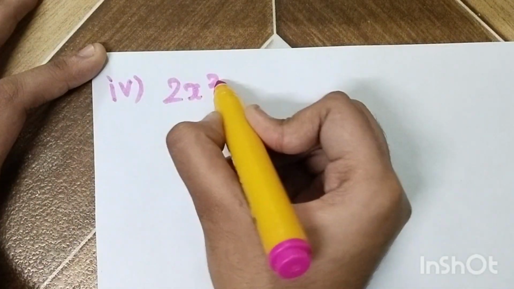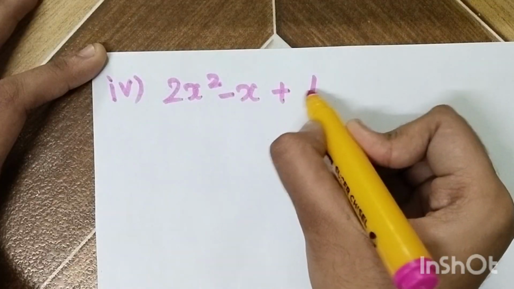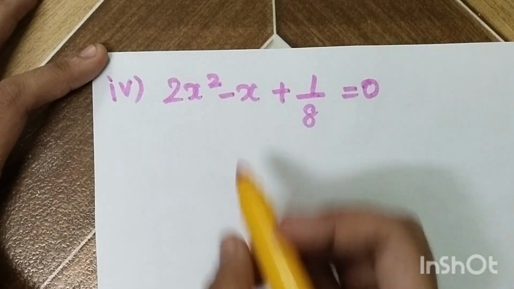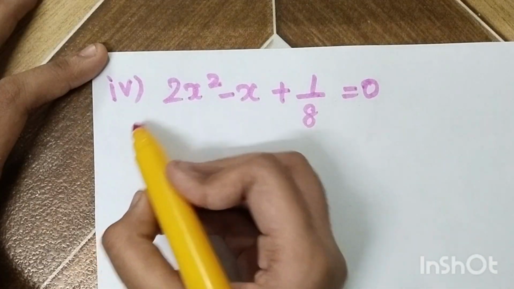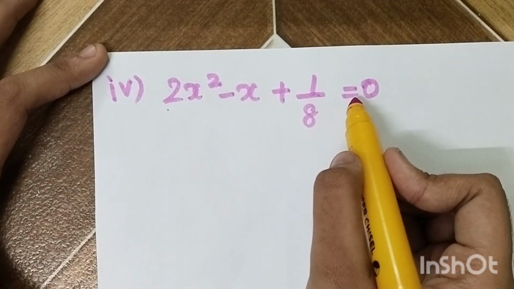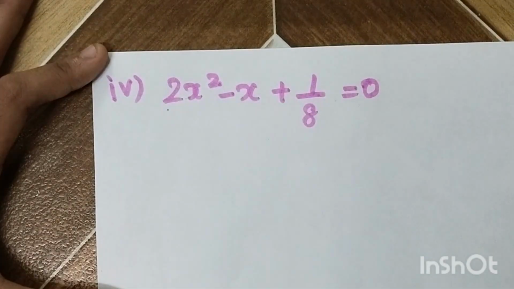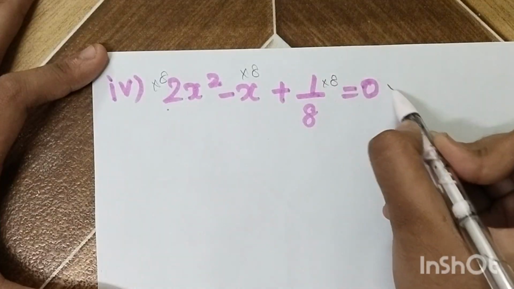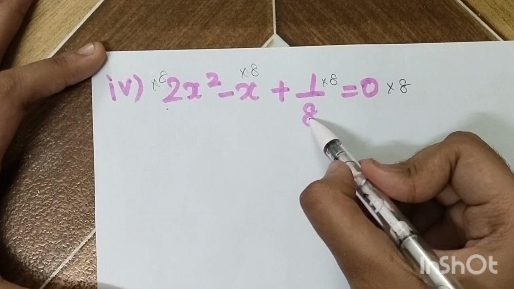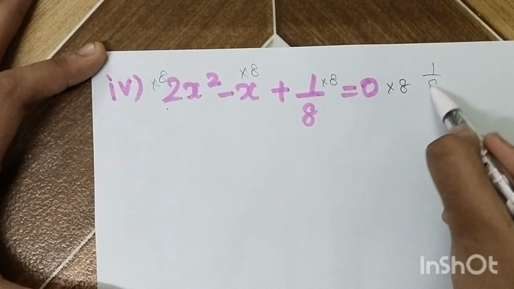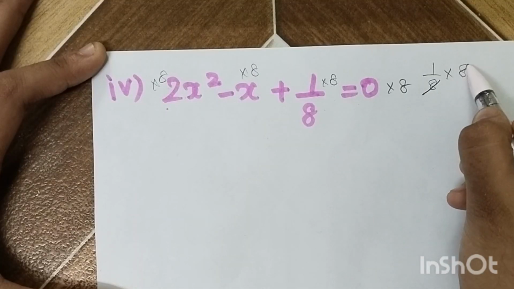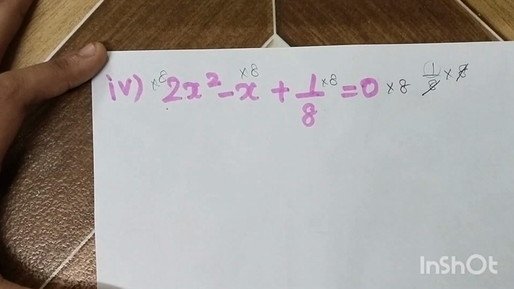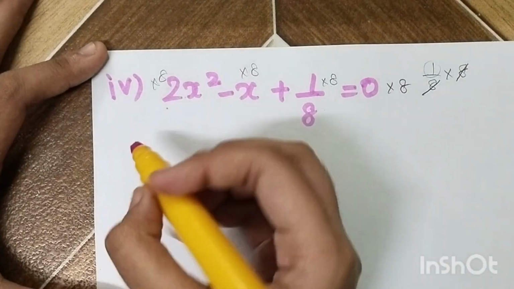2x² − x + 1/8 = 0. Okay, so here since it is in fraction, I can multiply both the sides by 8. If I multiply this term by 8, and here also by 8, then 1/8 into 8, obviously the denominator and numerator will get cancelled, so that there is no fractional form and my answer will be simple.